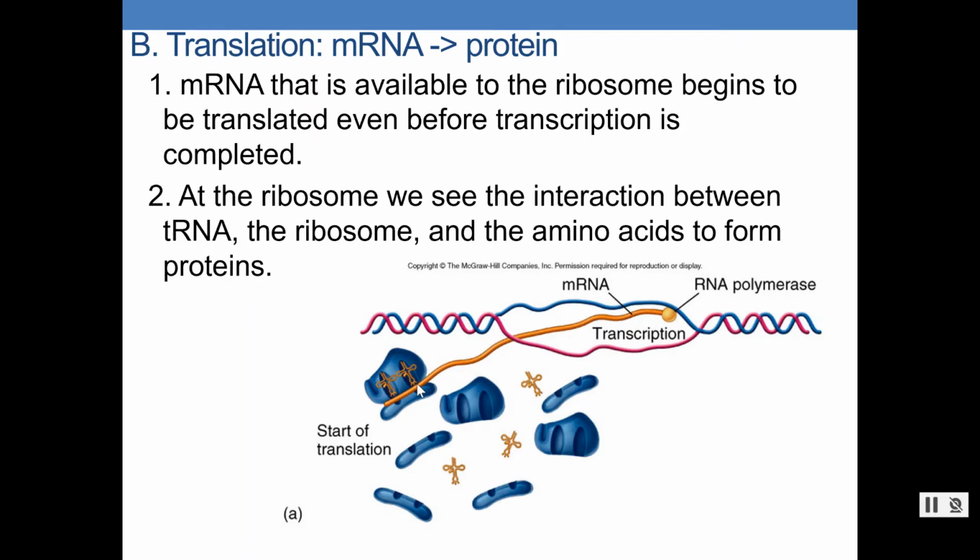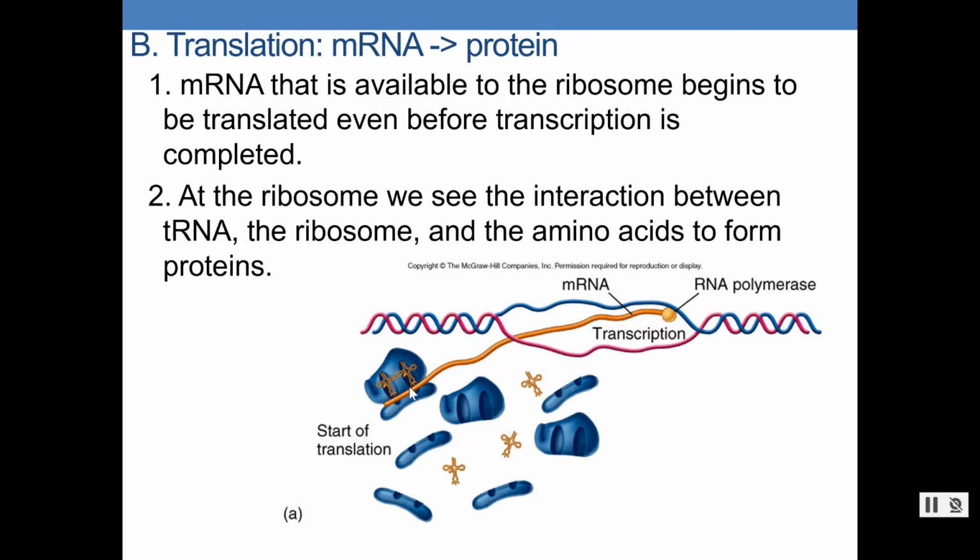This can occur in prokaryotic cells because there's no nucleus. Prokaryotic cells: no nucleus, no barrier. Transcription and translation occurring at the same time does not happen in eukaryotic cells. This is specific to prokaryotic cells, and it's made possible because there's no boundary or nuclear membrane in between transcription and translation. Ribosomes are in the cytoplasm, but so is the nucleoid region, so all of this is going on in the same place.